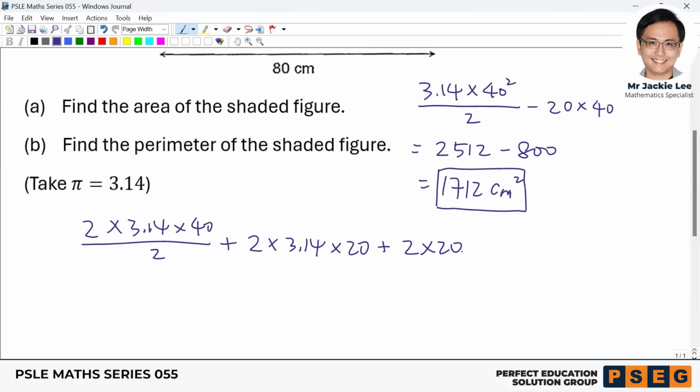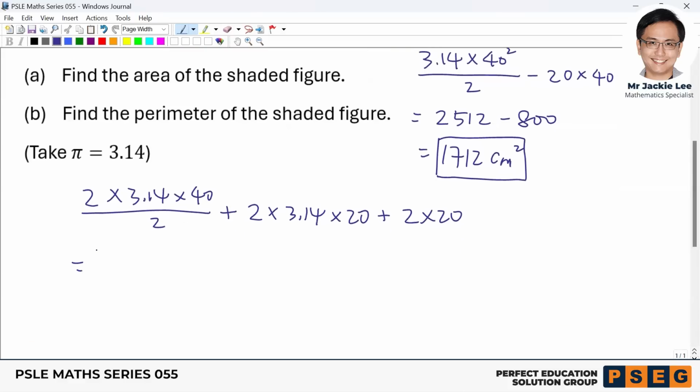Okay, so if you calculate one by one, this is 125.6. Then second one, another 125.6. Then the third one is 40. So final answer is 291.2 cm.